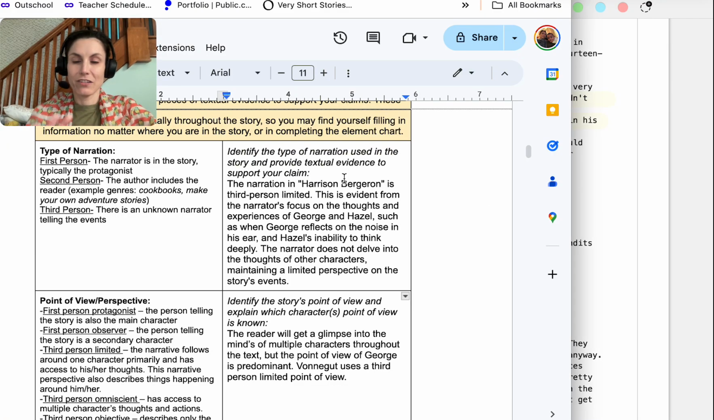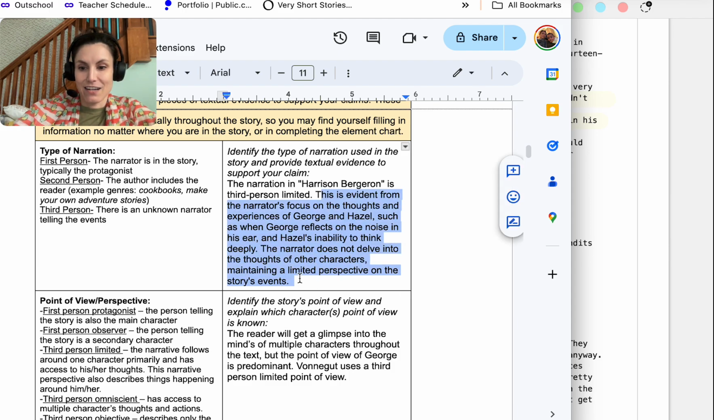So we will break down some of our literary elements used by Kurt Vonnegut in Harrison Bergeron. So for a type of narration, we can say it is third-person narrator. This is evident from the narrator's focus on the thoughts and experiences of Hazel, such as when George reflects on the noise in his ear, and Hazel's inability to think deeply.